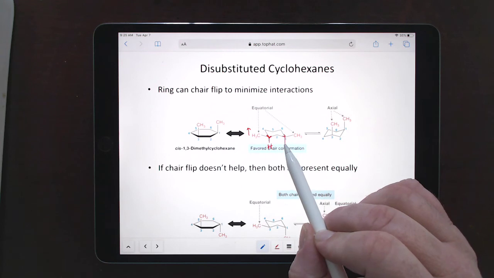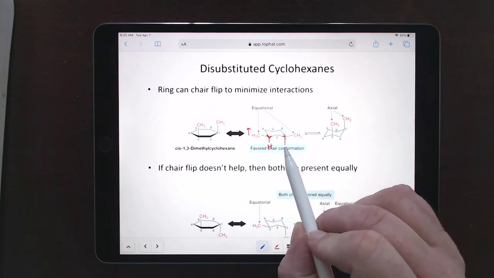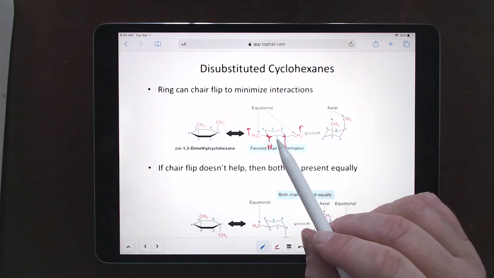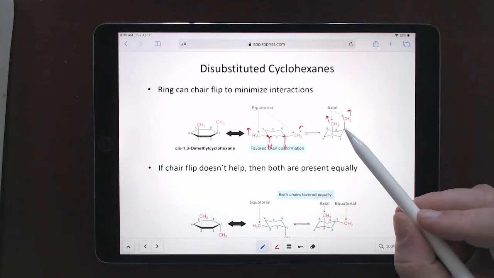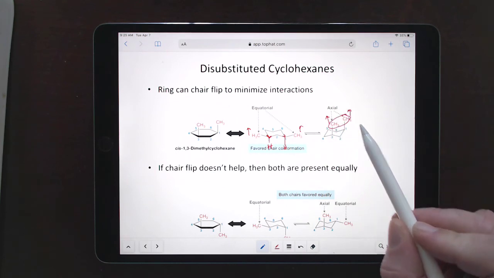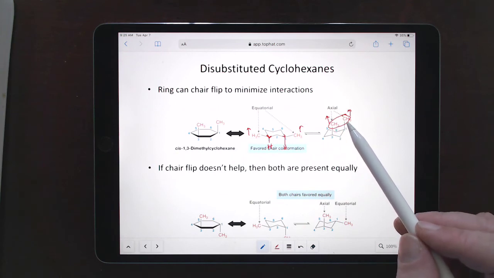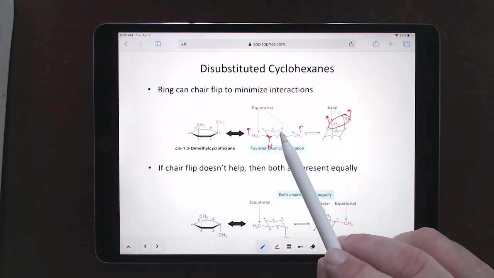Same thing goes with here. The carbon-carbon bond is pointed down, so the axial is down. This one's pointing off to the side, so this is also the up. When we do the chair flip, they still remain up, up. But now they're both axial, and so you've got this massive interaction, and so it's going to spend basically all of its time in this configuration.